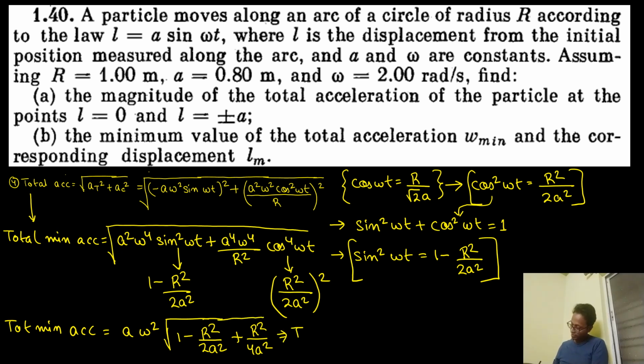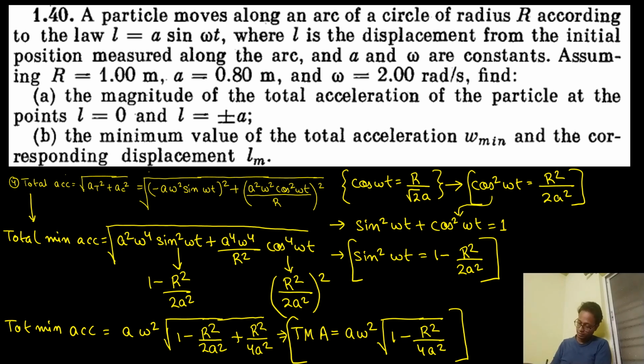Or total minimum acceleration, I'm just abbreviating the term, is a omega square into 1 minus r square by 2a square plus, this is nothing but minus 1 by 2 plus 1 by 4, which is nothing but minus 1 by 4. So minus r square by 4a square. This is the value of total minimum acceleration.